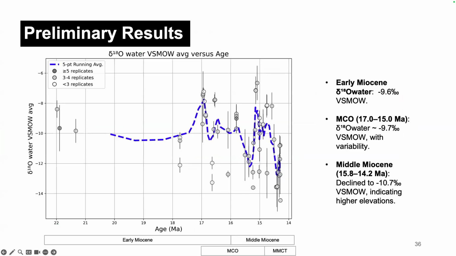The delta 18O water data reveal a trend of progressive depletion, reflecting hydrological changes in the region. In the early Miocene, delta 18O averages negative 9.6 per mil VSMOW, remaining relatively variable during the MCO, with values averaging negative 9.7 per mil VSMOW. By the middle Miocene, delta 18O water values decline to negative 10.7 per mil VSMOW, suggesting rising elevations, intensified rain shadow effects, and shifts in atmospheric circulation.